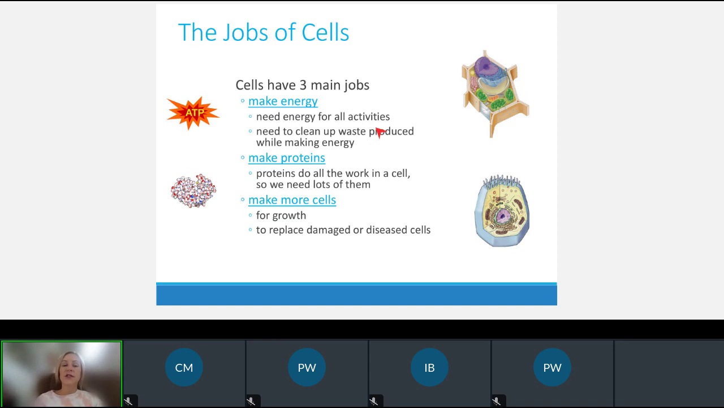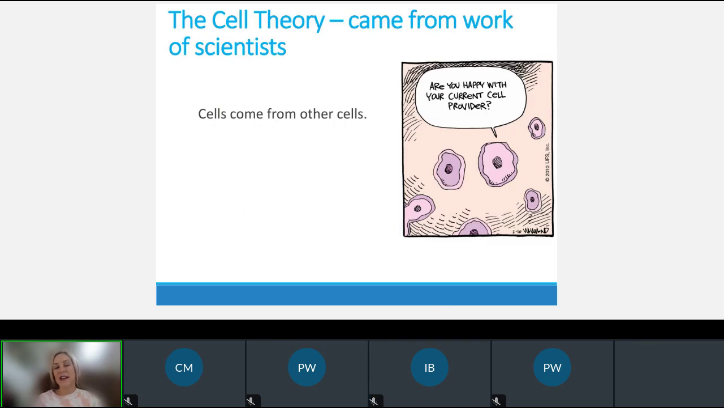Perfect. So our cells' main jobs are to make energy, which we need those carbohydrates for, to make proteins, which we need protein for, right? And to make more cells, all right, for growth and for damaged cells. Which brings us to our cell theory, all right?